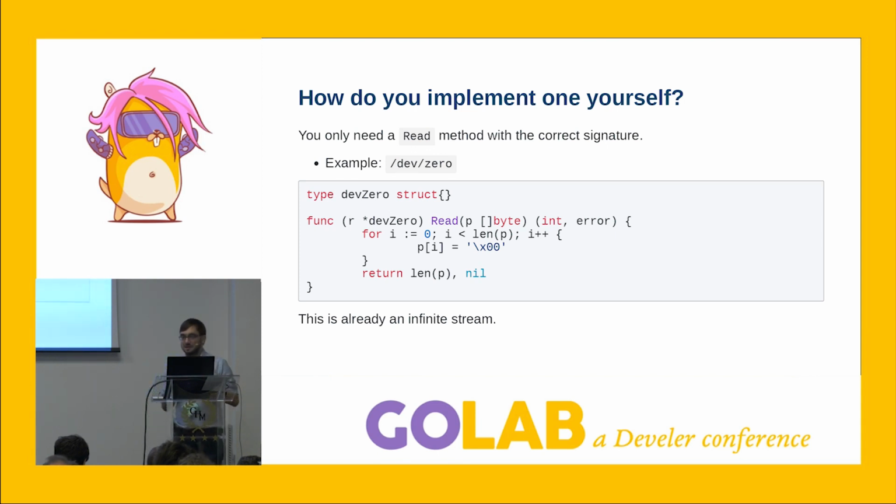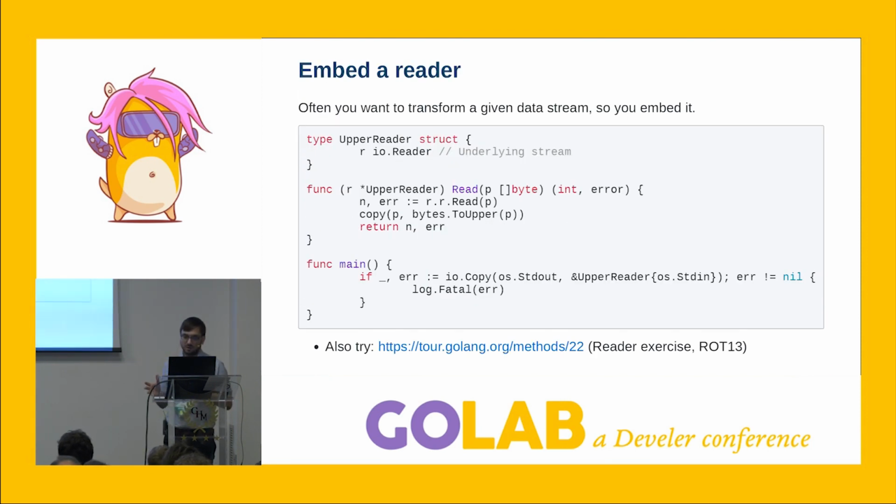It's just a single method, so it can be not a lot of work. So let's look at a very simple example. Let's implement Zero. We declare a type, and then we declare a Read method, and this Read method gets this byte slice, and we are asked to populate this. And here I'm just filling it with the 0 byte and returning the length of p, the size of the byte slice that we got, and nil. So this never fails. This is already an infinite stream, and it's just a few lines, and can be used in all places where a reader is required.